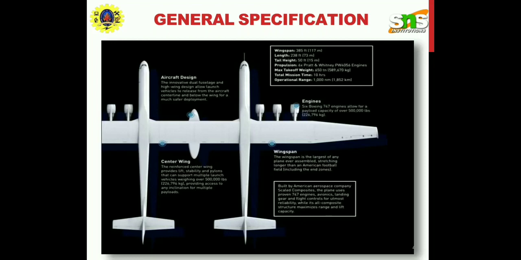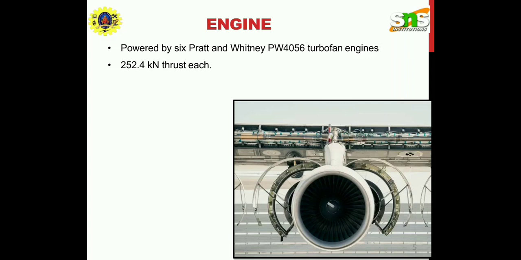Wingspan. The wingspan is the largest of any plane ever assembled, stretching longer than an American football field, including the end zones. And the engines are powered by six Pratt and Whitney turbo engines, which will be used on the principle of turbo machines.